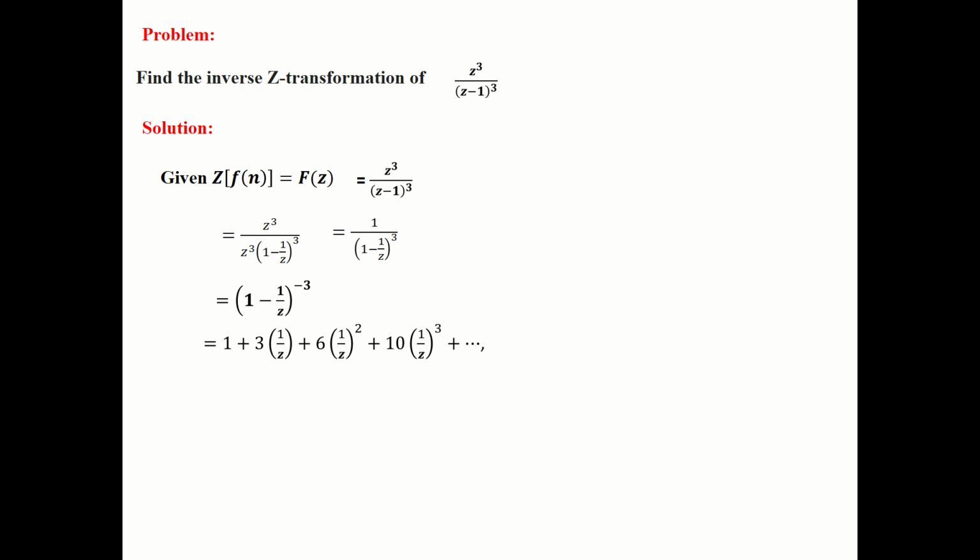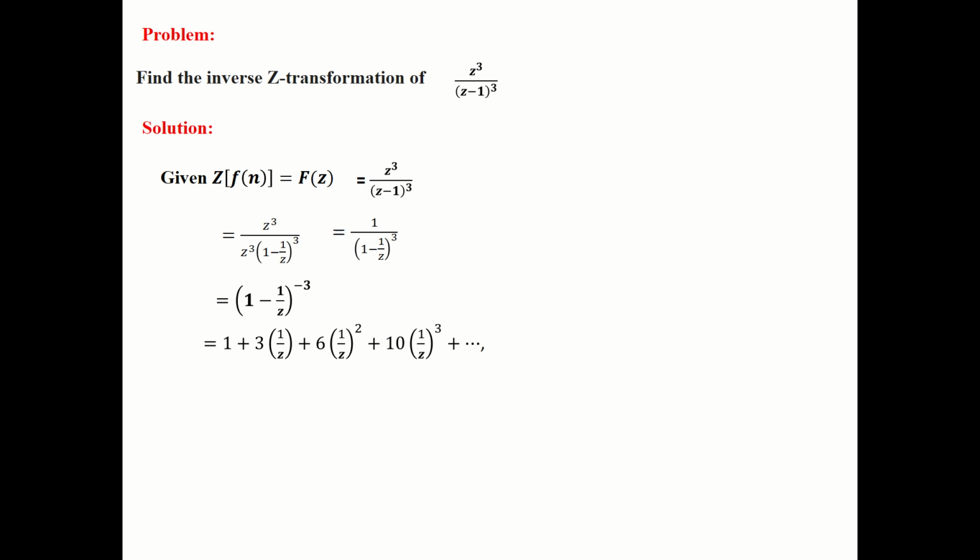See, first term 1. Second term, 3 can be written as 2 into 2 plus 1 by 2. Third term, 3 into 3 plus 1 by 2. Then 4 into 4 plus 1 by 2. Therefore the nth term is n into n plus 1 by 2.